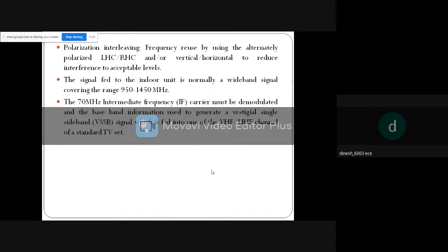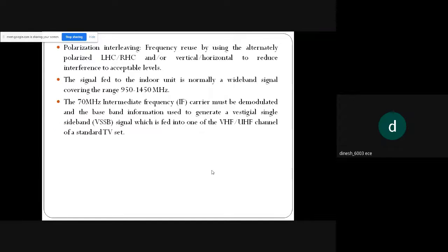Next is the polarization interleaving. The frequency.